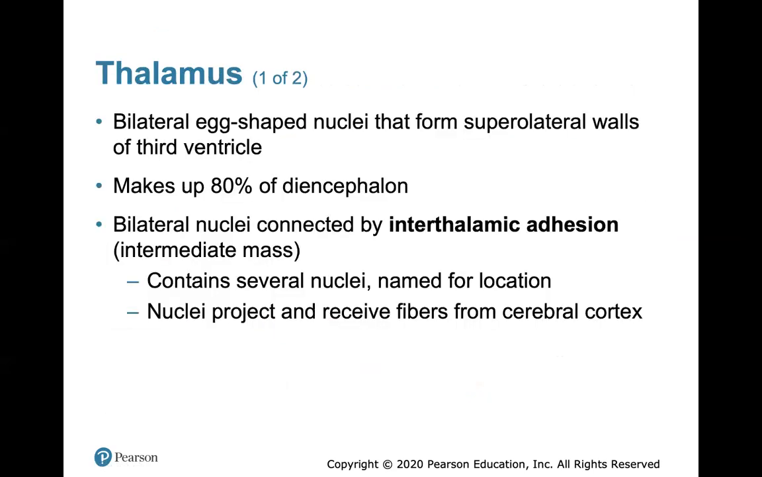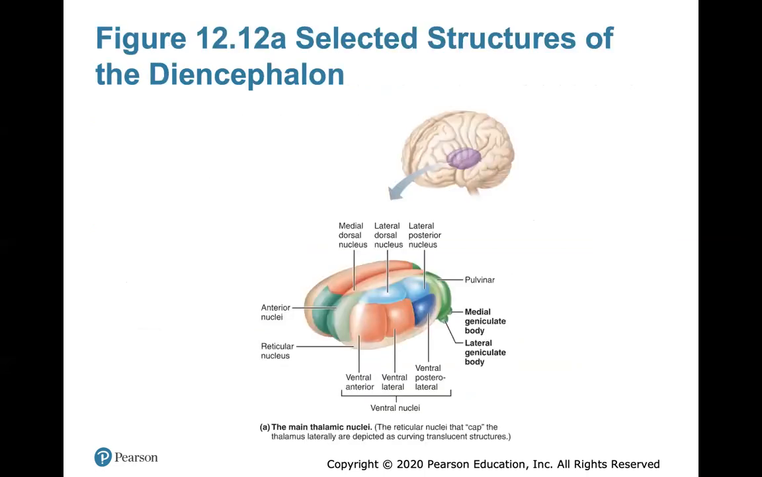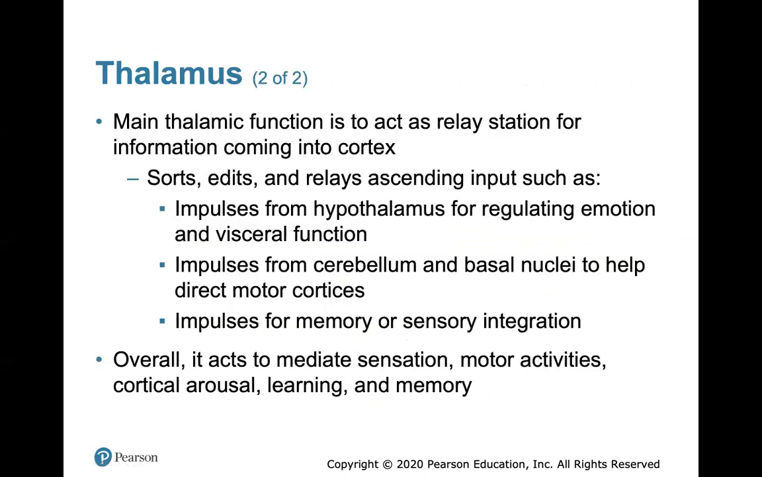The thalamus, first of all, makes up about 80% of the diencephalon. It contains several nuclei named for their function. It's a bilateral egg-shaped structure shown here. So the thalamus contains several bilobed nuclei within it. And the main function of the thalamus that I do want you guys to know is that it is the relay center for all information coming into the cortex of the brain.